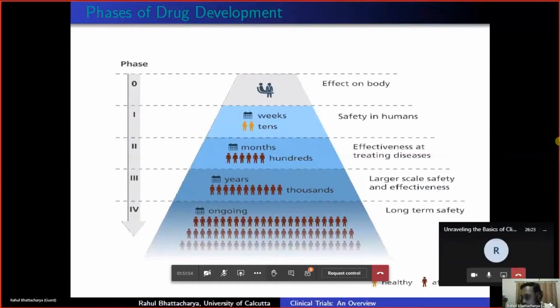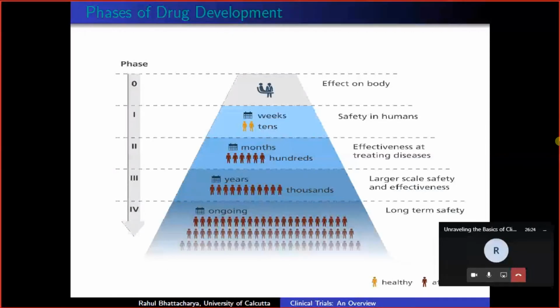Next is the most important one, that is phase 3 of a clinical trial. A phase 3 clinical trial involves thousands of patients. It goes on for years and years, and this is a larger scale safety and effectiveness study. These are typically large randomized trials, I will come to this term later, to demonstrate useful clinical activity in a specific disease setting.